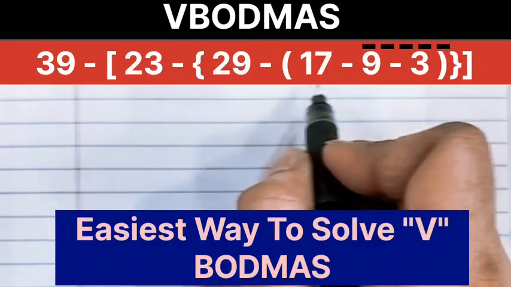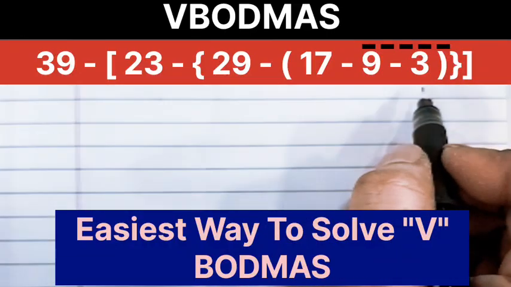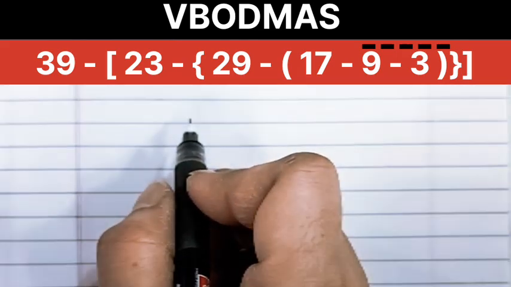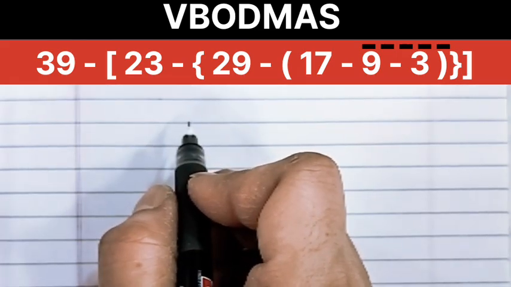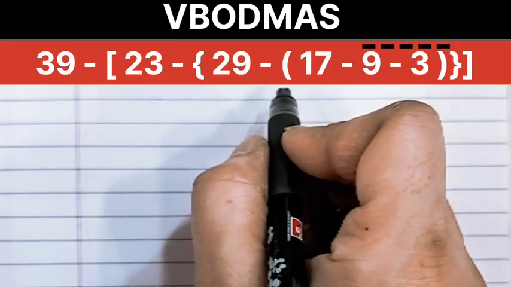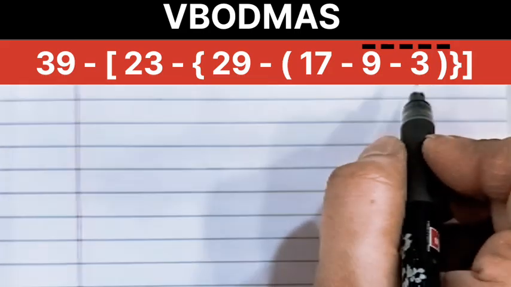Friends, to solve this mathematical expression, we follow the BODMAS/PEMDAS rule, which indicates the order of operations. Specifically for nested brackets, we work from the innermost to the outermost in order. Now, here is V BODMAS: vinculum.